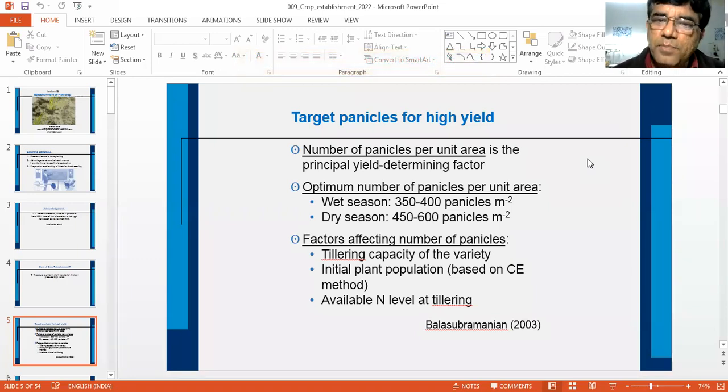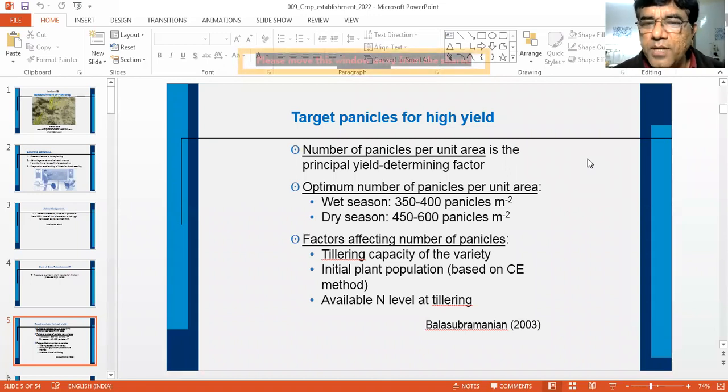So this difference is mainly because of the growth of the crop. During wet season, growth of the crop is more luxurious, higher vegetative growth than in dry season. Therefore, panicle size is also small in dry season compared to wet season. So generally speaking, in dry season, you need more population. In wet season, you need less population. This is a very general fundamental principle in agronomy.